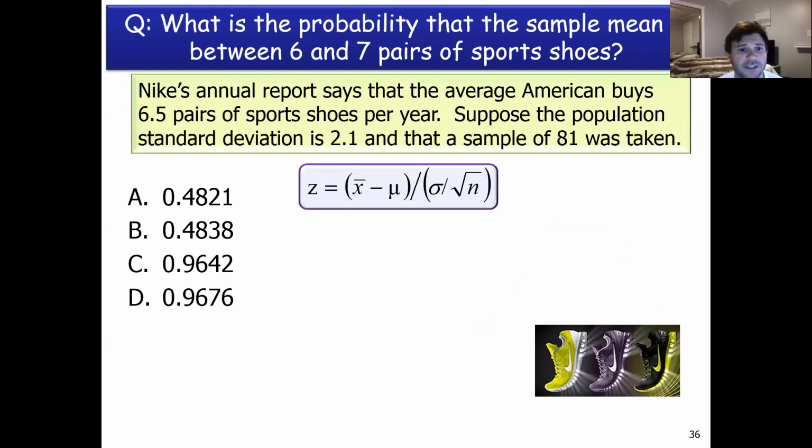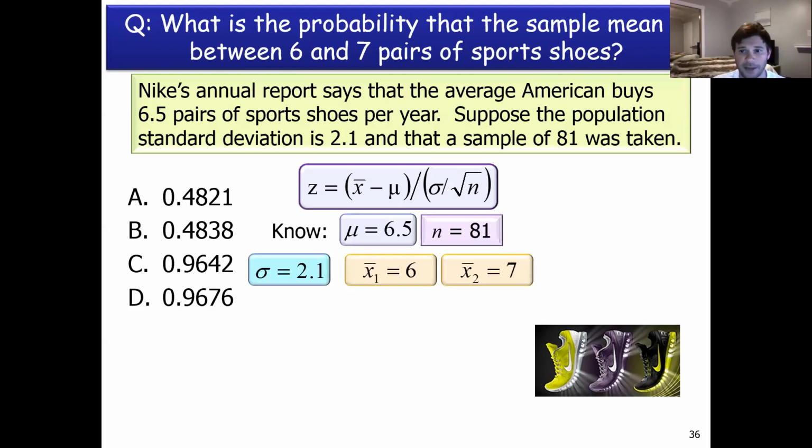Suppose the population standard deviation is 2.1 pairs and that a sample of 81 individuals was randomly chosen. And the question up in the stem is, what is the probability that the sample mean is between 6 and 7 pairs of shoes? So formally, we want to describe this as a probability problem. We're being asked, what is the probability that the sample mean, the mean number of shoes from the sample of 81, is between the values of 6 and 7 pairs.